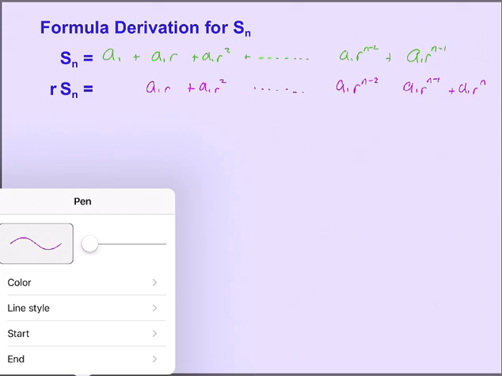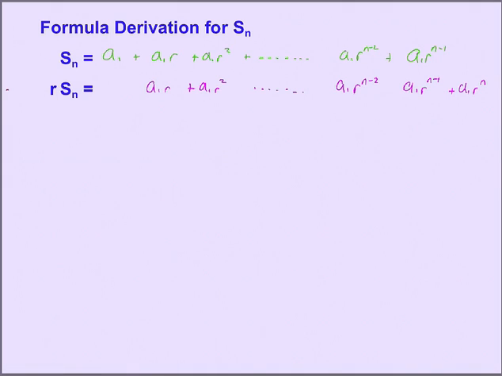Now here's where the fun part comes in. What I'm going to do is subtract r times s sub n from plain old s sub n. And on the left-hand side, those aren't like terms. I can't really combine them. That's s sub n minus r times s sub n equals. On the right-hand side, this is where the fun happens.